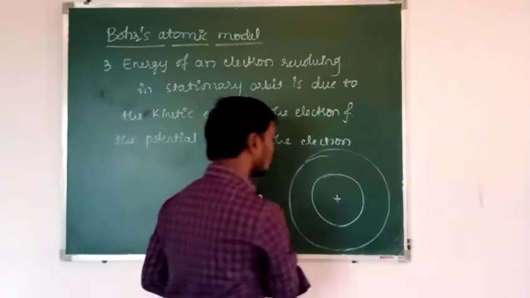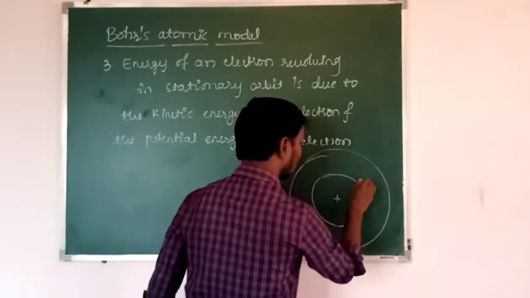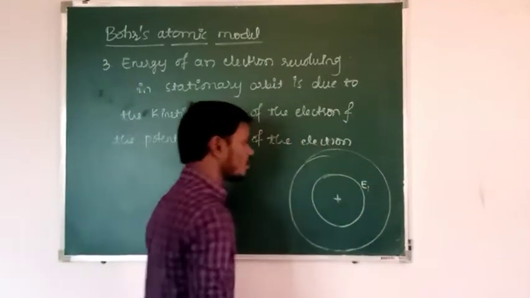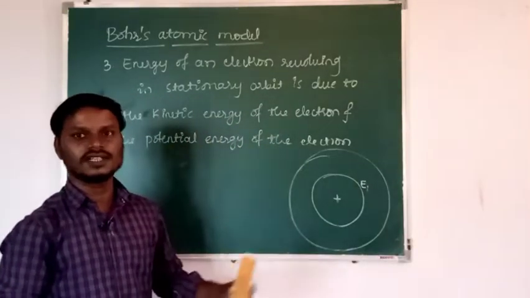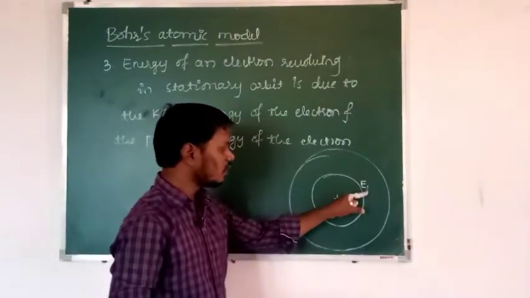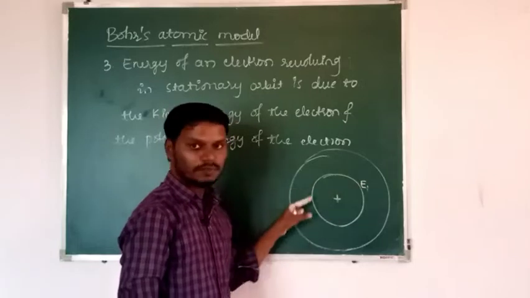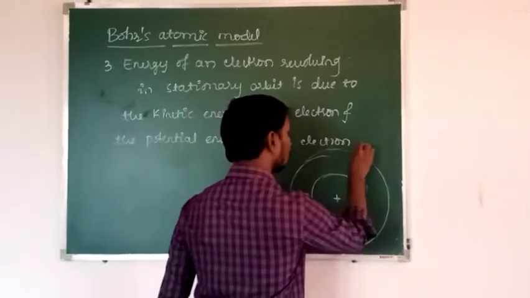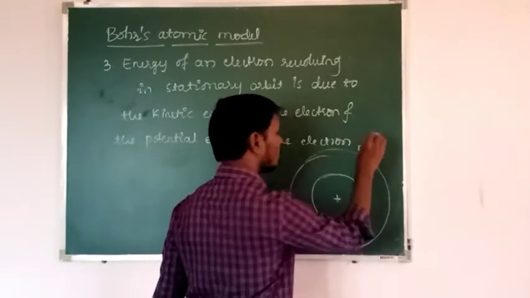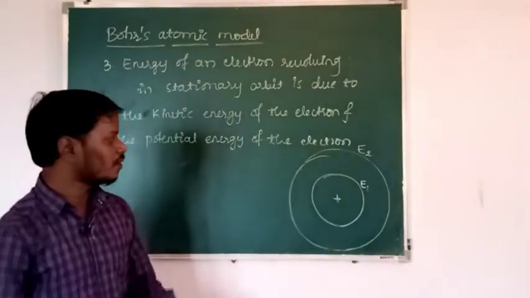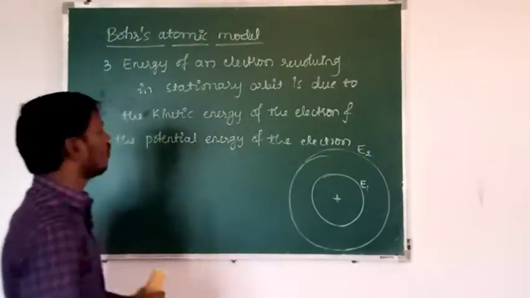Okay, then it is the first orbit. Then it is the energy associated with the first orbit, that is E1. That E1 is nothing but the total energy of the electron in the first orbit. Then energy associated with the second orbit, that is E2. Okay, so this is about the third postulate.